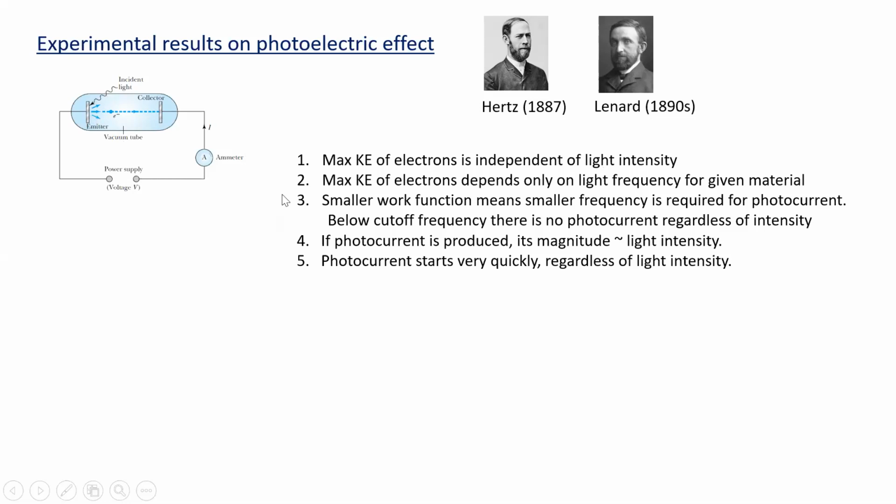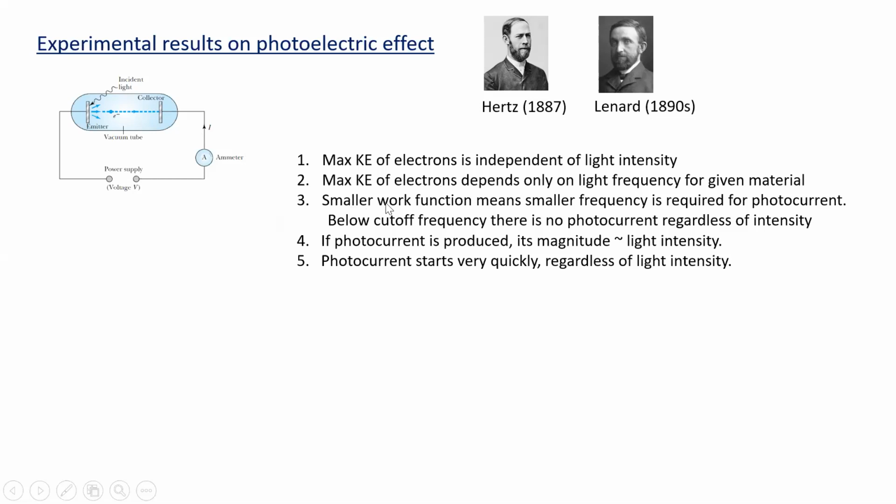Second, the maximum kinetic energy of electrons depends only on light frequency for a given material. So if we have a given material, let's say copper or something, the maximum kinetic energy depends only on the frequency of the light we use, say red light. It doesn't depend, again, on the light intensity.